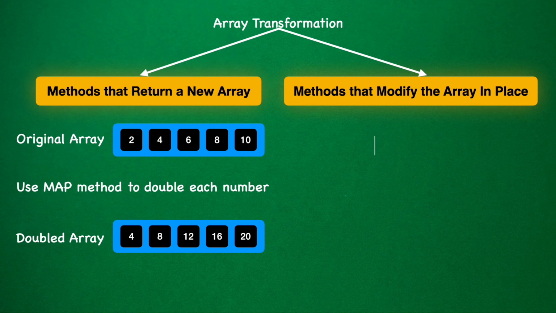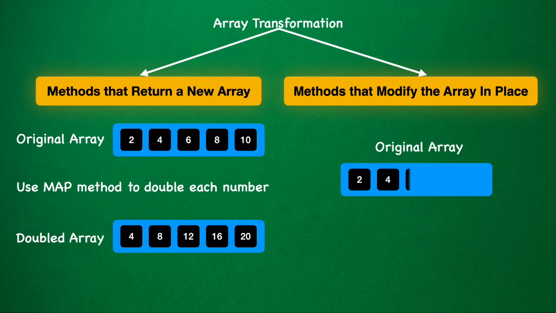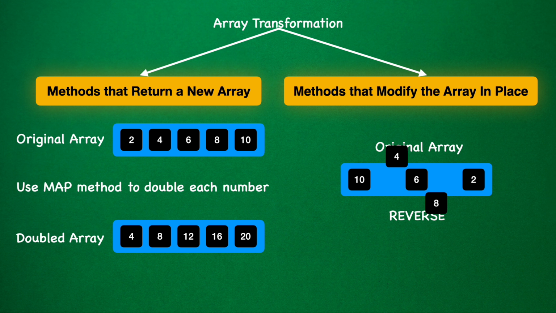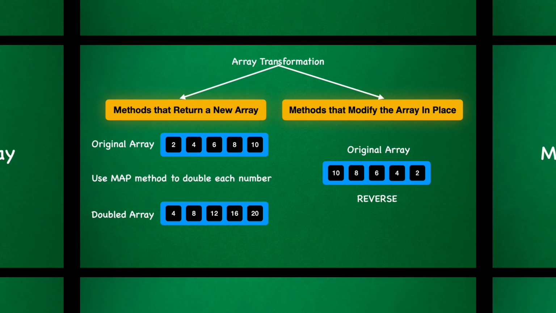On the other hand, modify in place methods are the renovators. They directly alter your original array. Here, reverse turned our array around, and it did so right where it stood. The original array has been updated, and that's the new state of affairs.